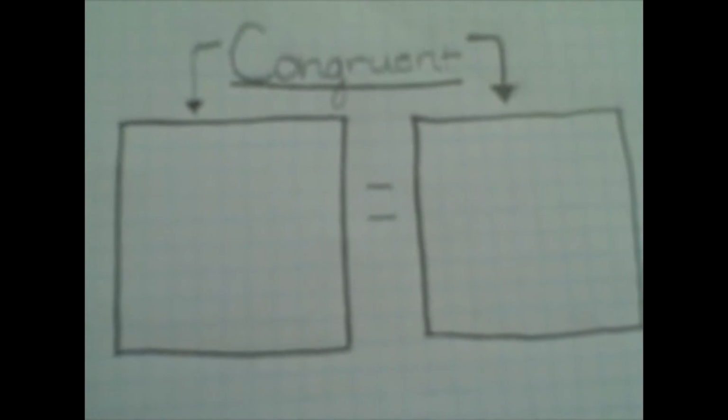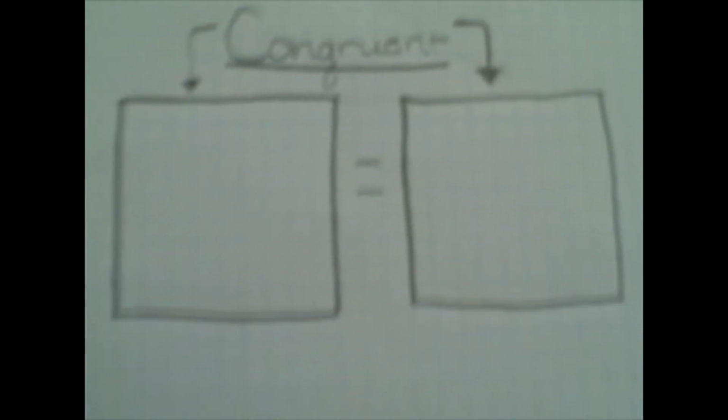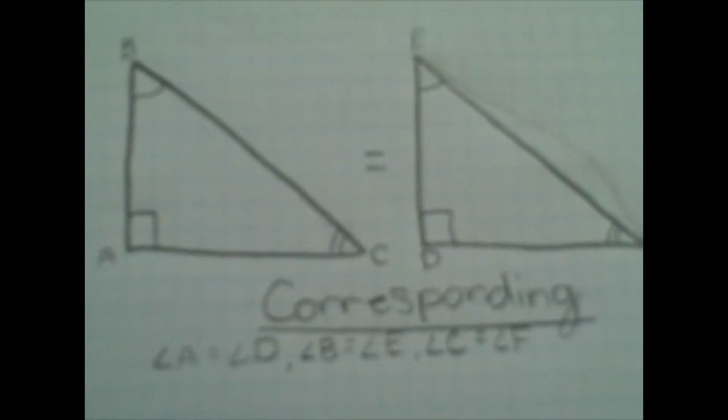In two congruent figures, all the parts in one figure are congruent to the corresponding parts of the other figure. The Side-Side-Side congruence postulate proves a triangle is congruent to another triangle if all the sides are congruent.